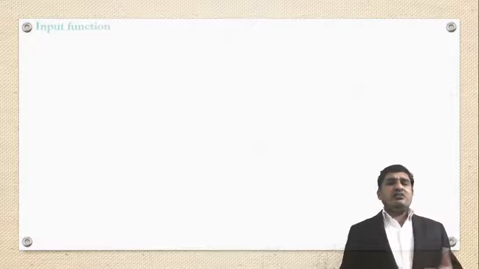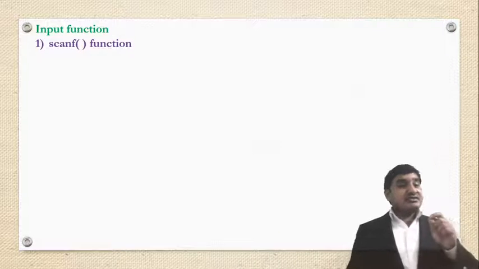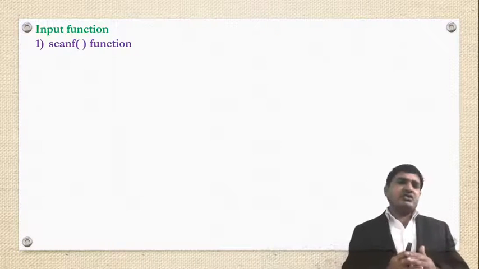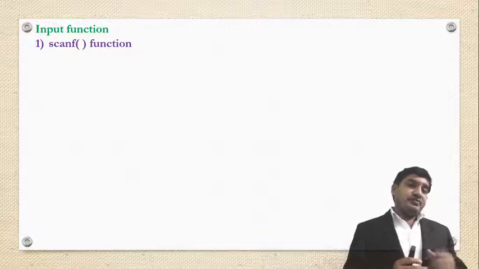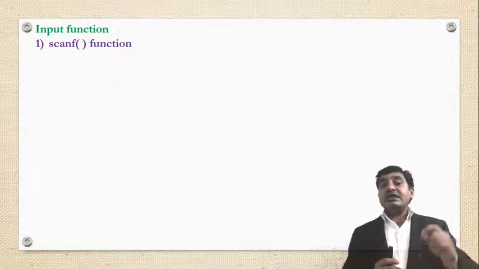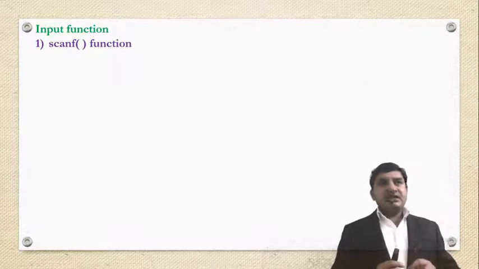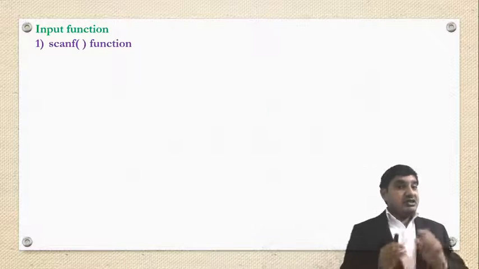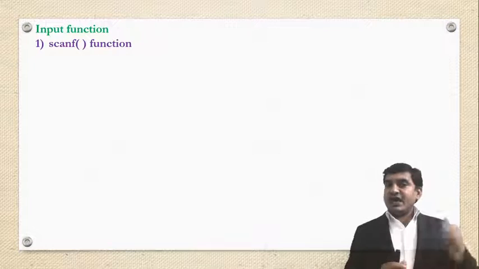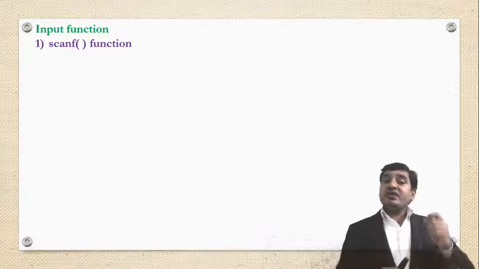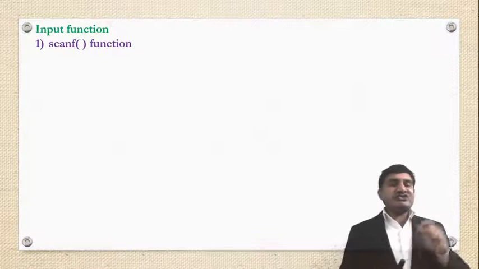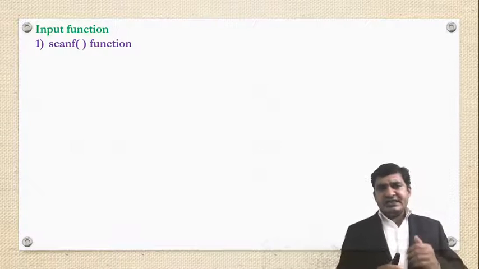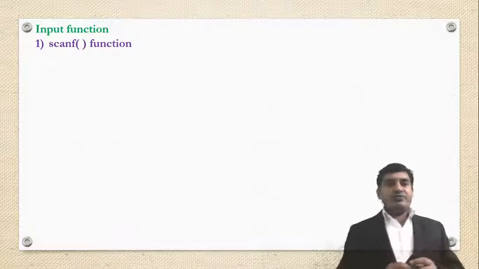Now we have to see them one by one. First, the input function, the scanf function. When we use scanf, this is the input function, and printf is the output function. Then we must keep in mind that #include stdio.h is a preprocessor directive. #include is a preprocessor directive. stdio.h means standard input output. .h means header file, which is included at the beginning of the program.